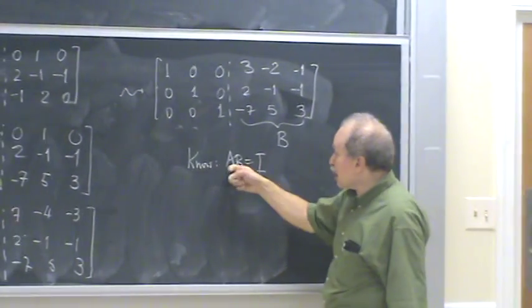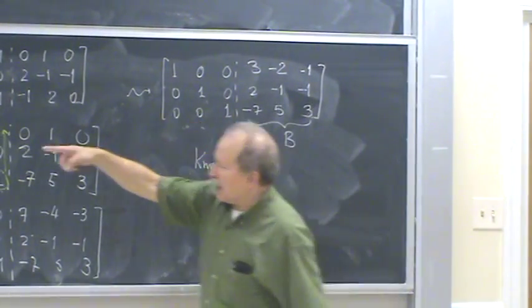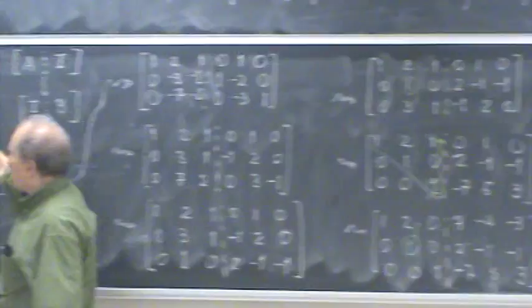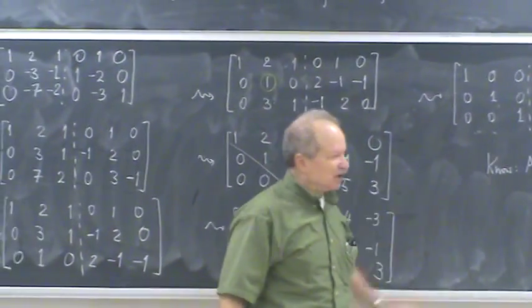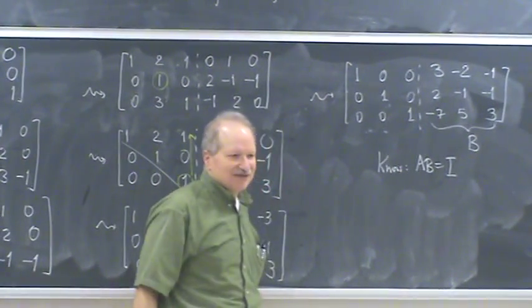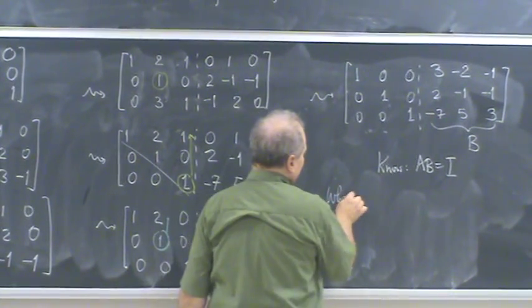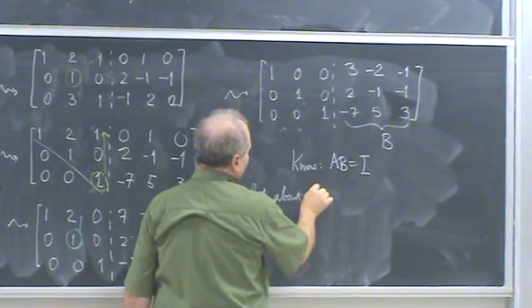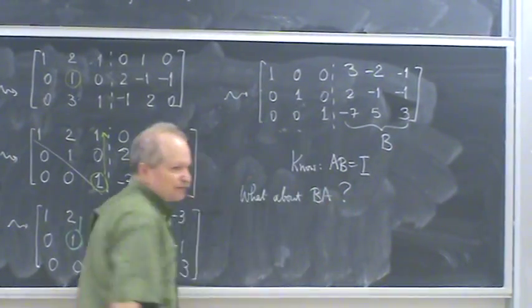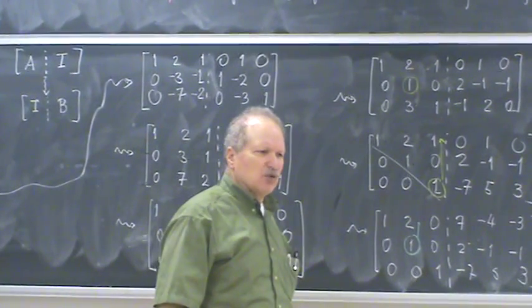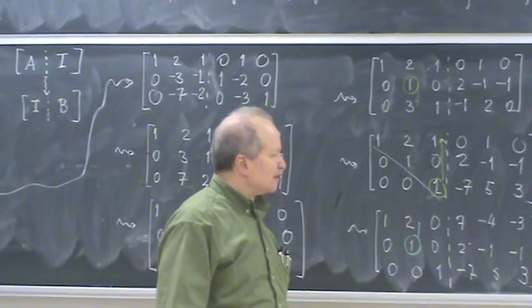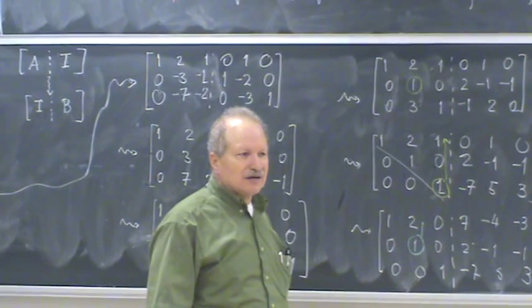So by construction, the original A multiplied by B is the identity. That's how we came up with this algorithm. But then you might ask yourself, how do we know that B times A is also the identity? Just multiply it. You could do the same thing, check that it works. We have AI, but now we have BI.